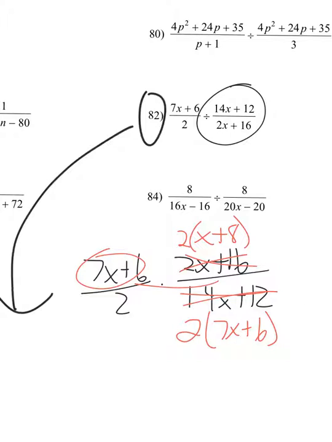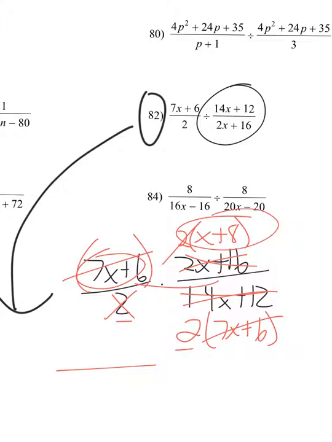So now I'm looking at what I have. I have my 7x plus 6, can cancel here with that one. This 2 on top will cancel with either this one or this one on the bottom. I'm going to go ahead and cancel it out with that. So what am I left with on top? I have x plus 8 right here. And the only thing I'm left with on the bottom is 2.